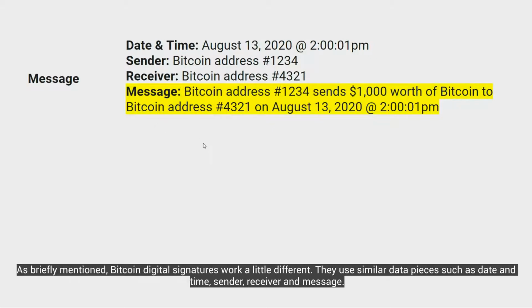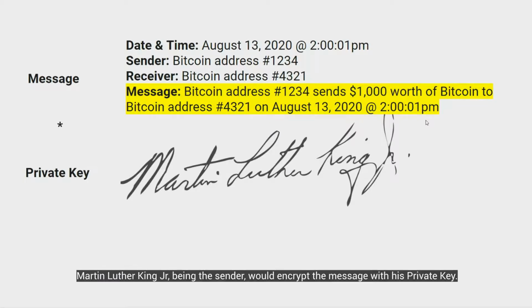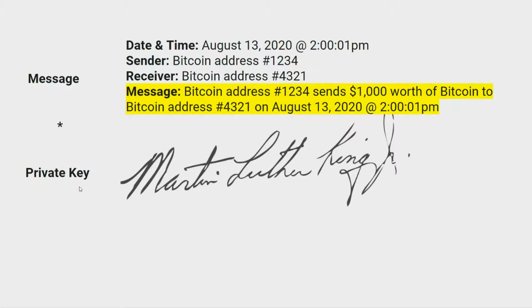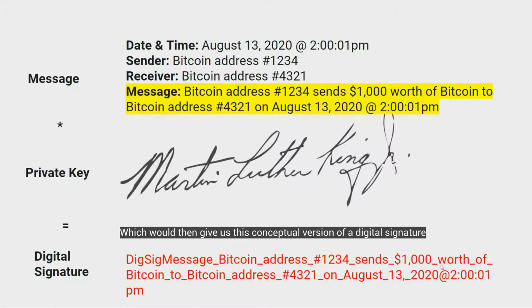And the message being Bitcoin address number 1234 sends $1,000 worth of Bitcoin to Bitcoin address number 4321 on August 13th, 2020 at 2:01 p.m. Now, Martin Luther King Jr., being the sender, would encrypt this message with his private key, which would then give us this digital signature.